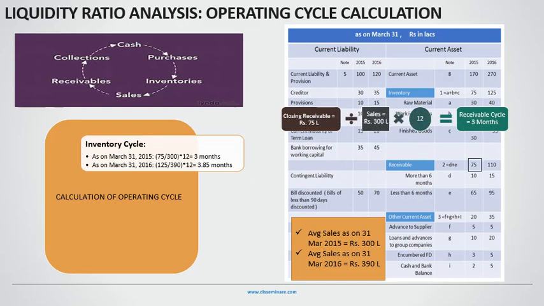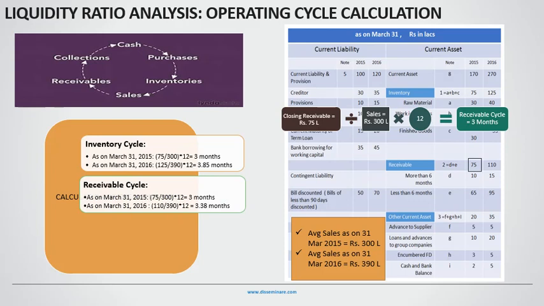Thus, we get the receivables cycle on the 31st of March 2015 as equals Rs 75 lakhs divided by Rs 300 lakhs, multiplied by 12 months equals 3 months. For the 31st of March 2016, the receivables cycle is Rs 110 lakhs, divided by Rs 390 lakhs, multiplied by 12 months equals 3.38 months.